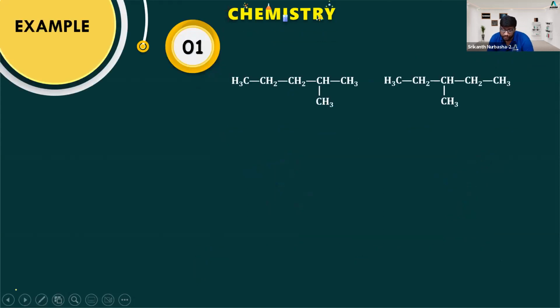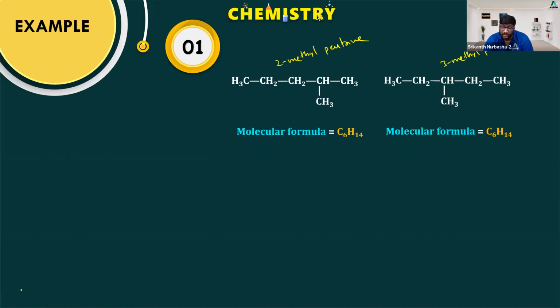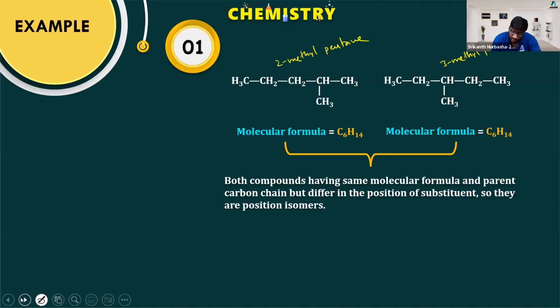Example, what are these? It is nothing but 2-methyl pentane and 3-methyl pentane, or not? Yes. They differ in the position of the substituent. Obviously, they are not chain isomers, sorry, there is a difference in the position. So they are said to be positional isomers. Both compounds have the same molecular formula and parent carbon chain, but a difference in the position of substituents.